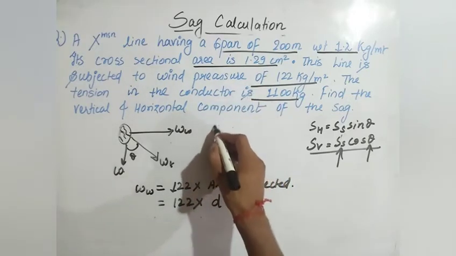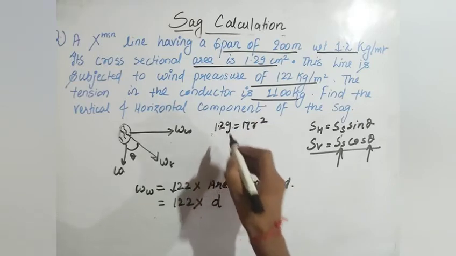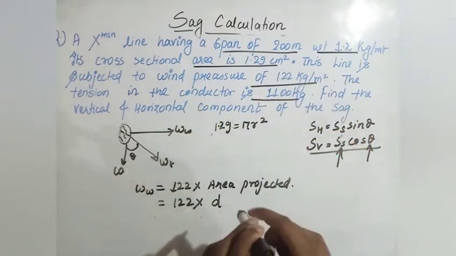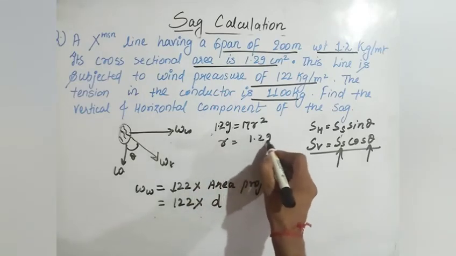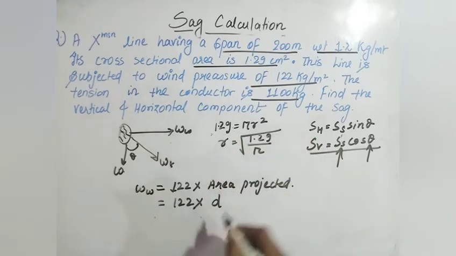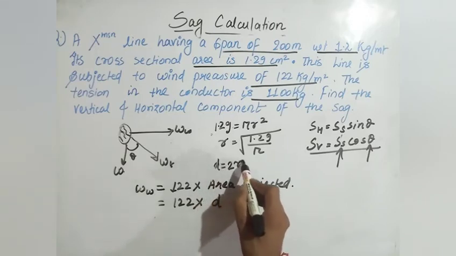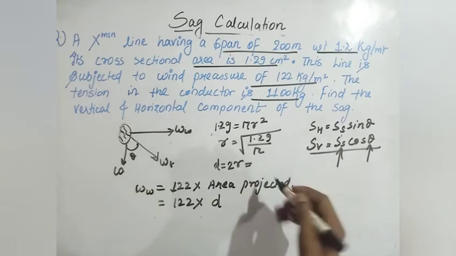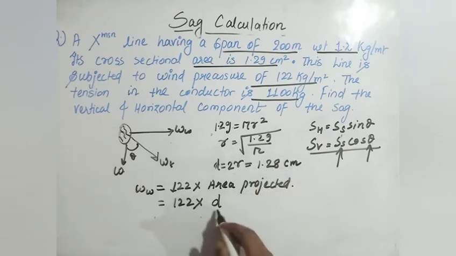So area they have given, 1.29, which is equal to pi r square. The cross sectional area means this area they have given, 1.29 equals pi r square. So if I calculate r, it will be equal to under root of 1.29 divided by pi, and I need diameter, so d is equal to 2r. We will multiply this value by 2, we will get 1.28 centimeter.